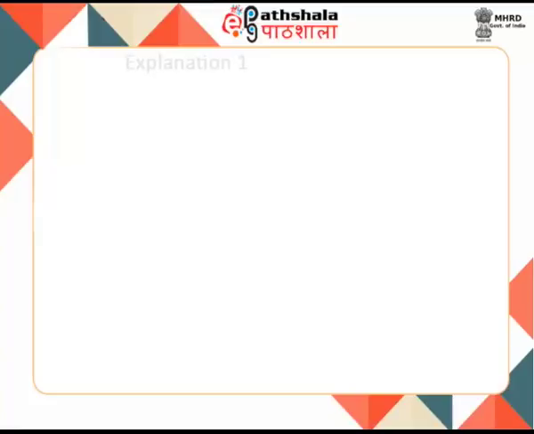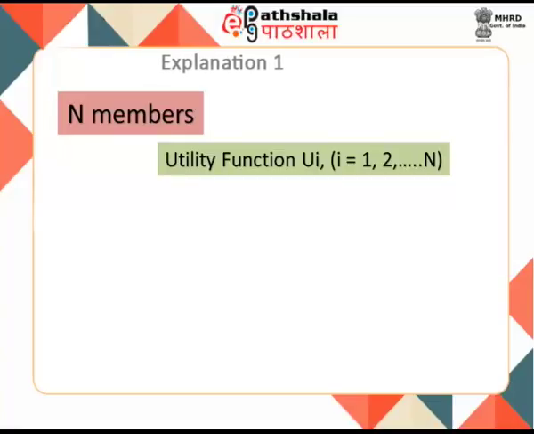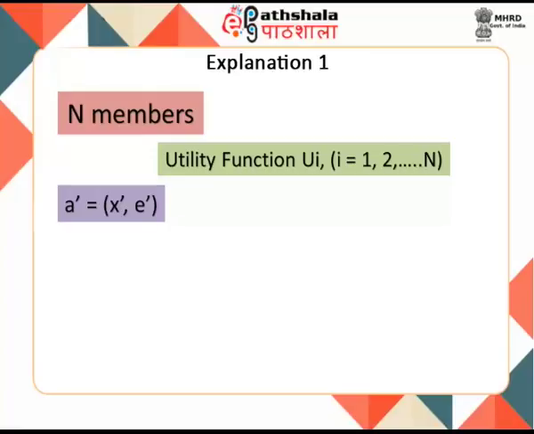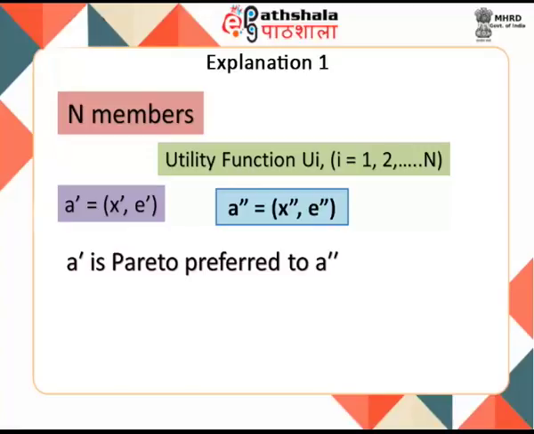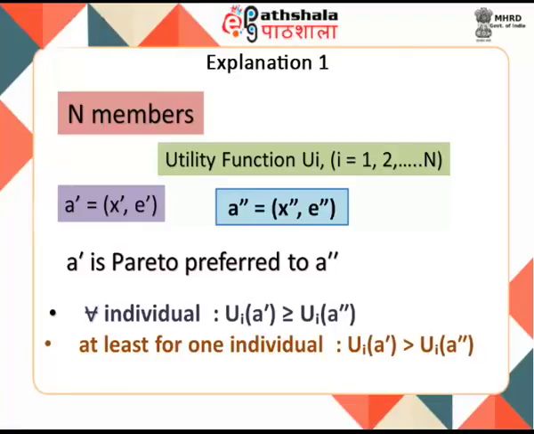This can be stated as explanation 1, which says that for a group of people consisting of n members, i is equal to 1, 2 till n, with their respective utility function ui decided by their consumption bundles, assume we have two societal consumption bundles, A dash is equal to X dash E dash and A double dash is equal to X double dash E double dash, then A dash is Pareto preferred to A double dash for the whole group if for every individual ui A dash is greater than or equal to ui A double dash, and at least for one individual ui A dash is greater than ui A double dash.